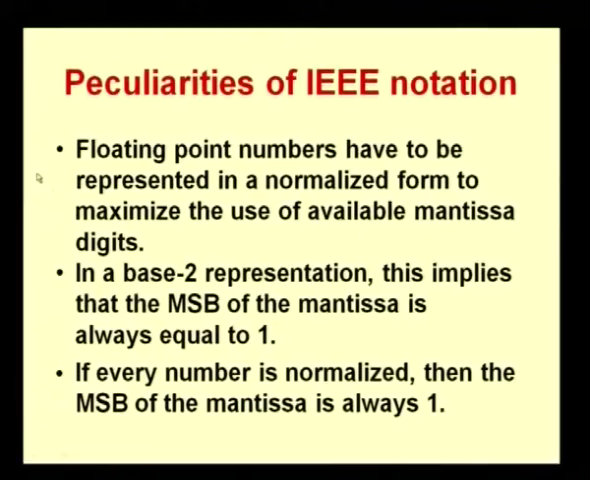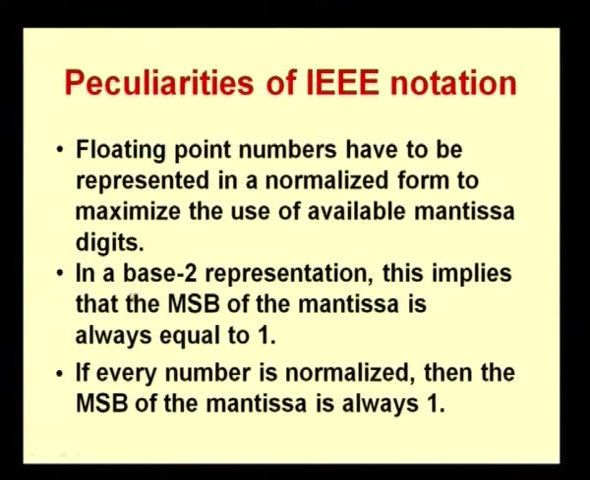There are a few other optimizations which are done in this representation, what we can call the peculiarities of this IEEE notation. So, we will just take a quick look at that. In this IEEE notation, the assumption is that the numbers will always be represented in a normalized form. This is to maximize the use of the available mantissa digits, which we have already seen is why we do normalization.